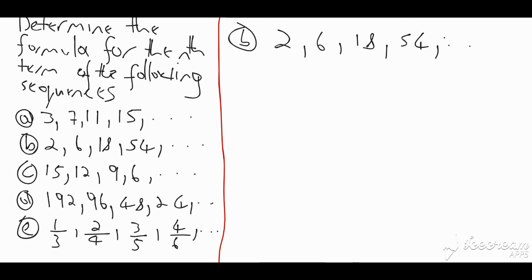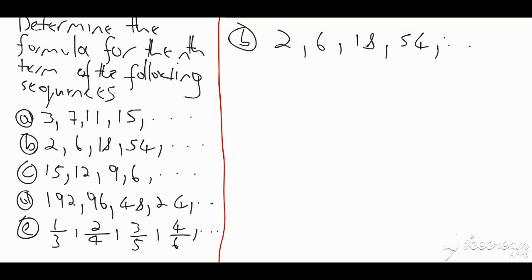My second sequence here, sequence B, is 2, 6, 18, 54. Now, clearly what I'm doing here is multiplying each term by 3. Because if I multiply 2 by 3, I get 6. If I multiply 6 by 3, I get 18. And if I multiply 18 by 3, I get 54. So this tells me that this sequence is geometric.